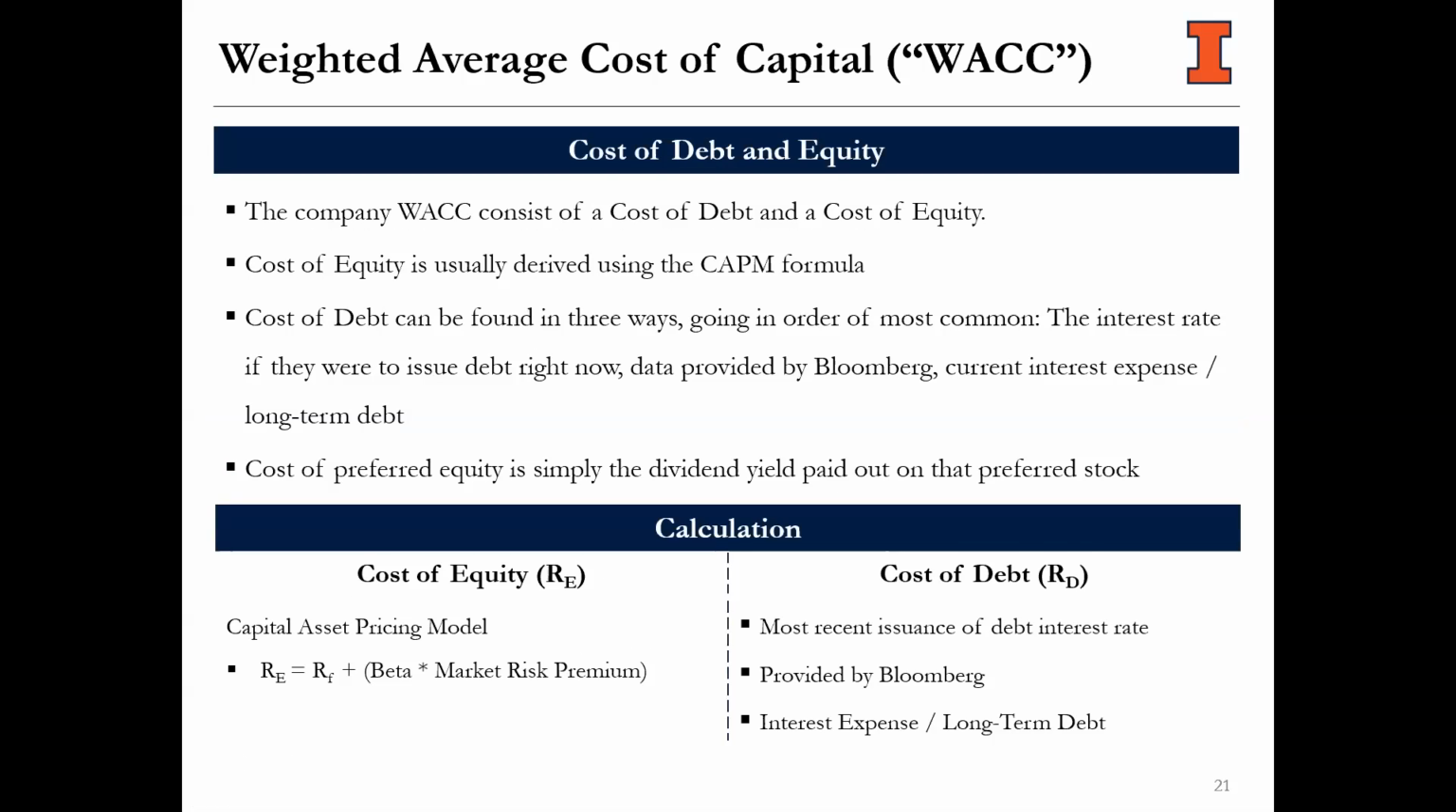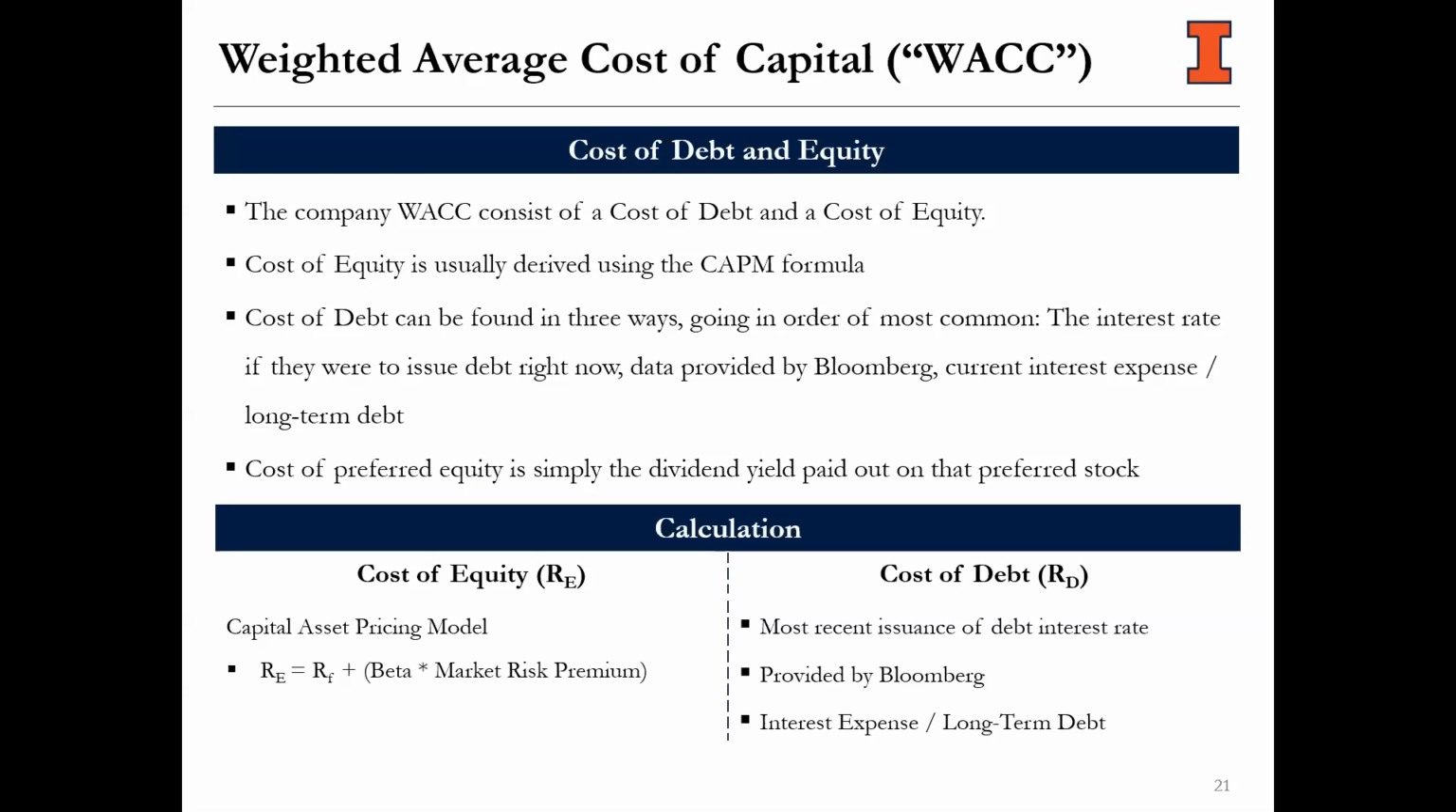So we did go over a lot of this, the weighted average cost of capital, the cost of debt and equity. There's a lot of different ways you can determine these. A lot of times when we're using cost of equity, we're going to be using the CAPM formula. And for cost of debt, oftentimes you'll use a given valuation metric, whether it be from Bloomberg, or it could be based off their current interest expense divided by their long-term debt. And then the cost of preferred equity is oftentimes just given to you as a dividend yield payout on the preferred stock.